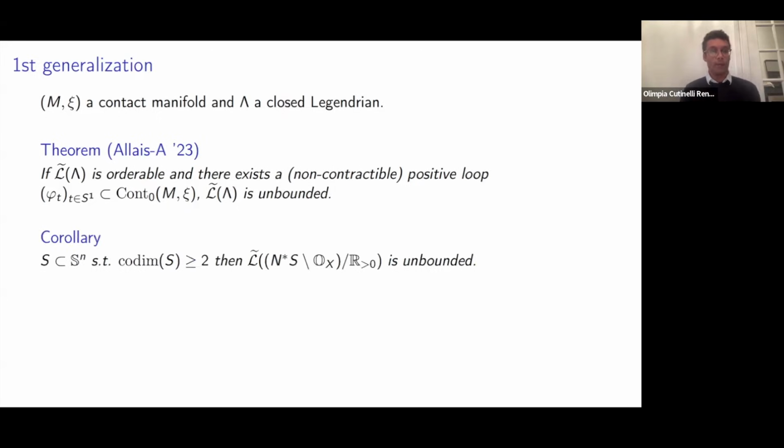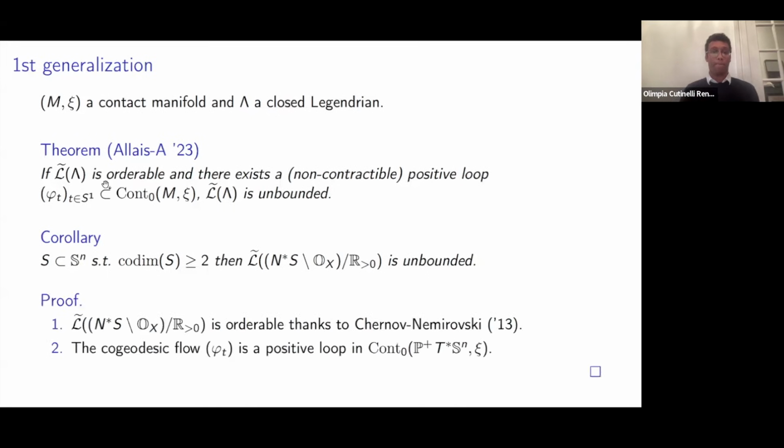So for example, if you take any submanifold S in the sphere S^n with sufficiently big codimension, then the universal cover of its Legendrian isotopy class is unbounded. Here the Legendrian is the projectivized conormal bundle of this submanifold S inside the projectivized cotangent bundle of the sphere S^n. If you take its Legendrian isotopy class and you take its universal cover, then it is unbounded thanks to this theorem. And the proof goes as follows.